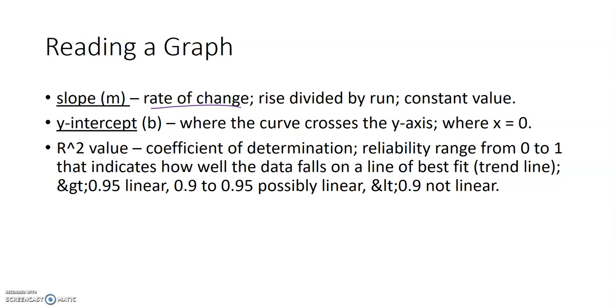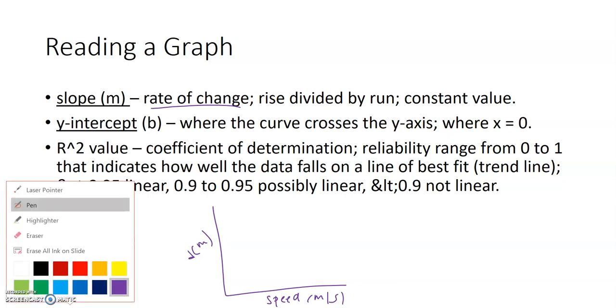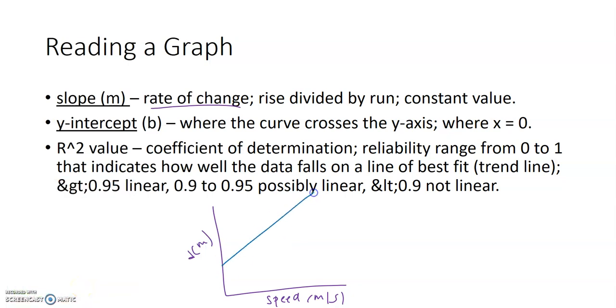We'll look at the y-intercept, where the line or curve crosses the y-axis. So if here's a graph, we can just stick with the speed and distance in meters. If our line looks something like this, we would have a slope calculated by rise over run, m, and a y-intercept, the place where the line crosses the x-axis. Excuse me, the y-axis, where x equals 0.